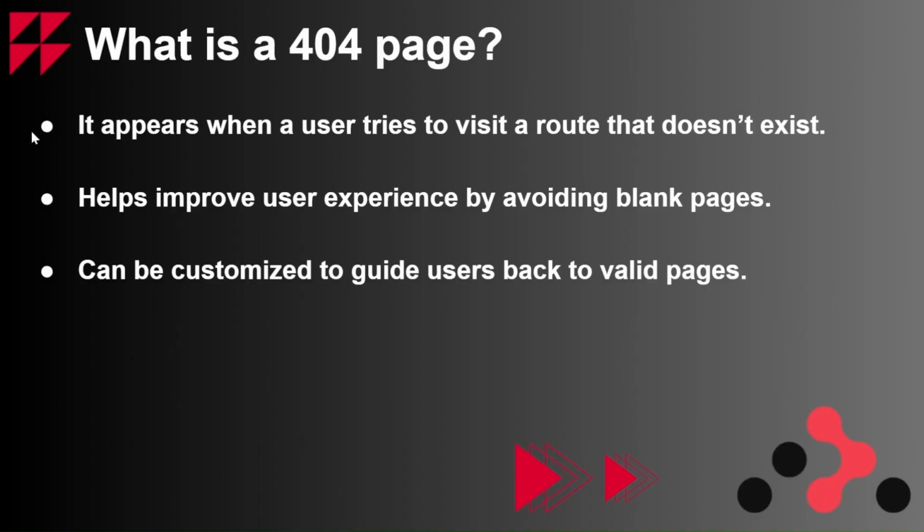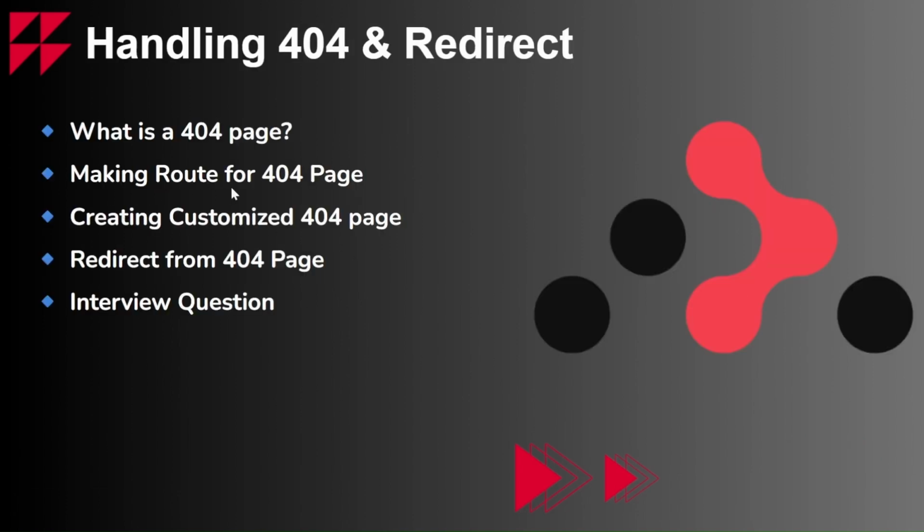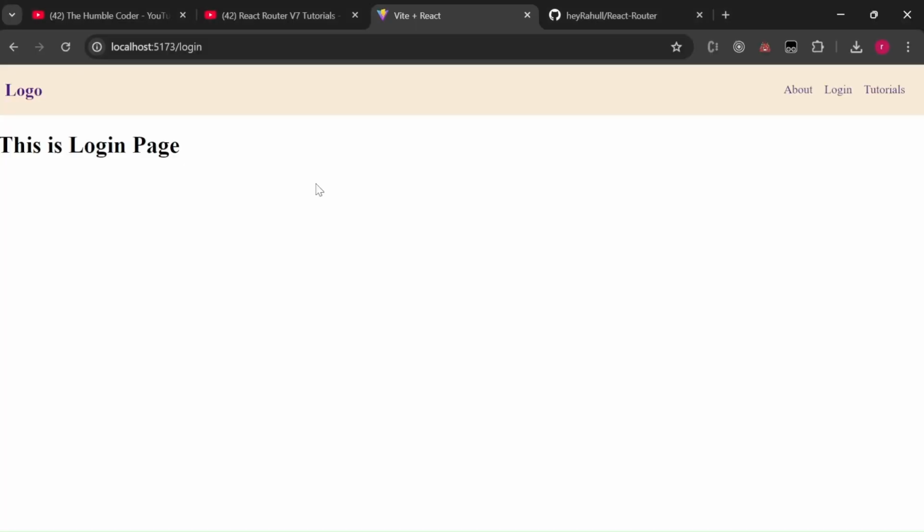Let's go through the points. It appears when a user tries to visit a route that does not exist. It helps improve user experience by avoiding blank pages, and it can be customized to guide users back to valid pages. Okay, so let's first of all make the route for the 404 page, because as I told you, right now there is no route for 404.